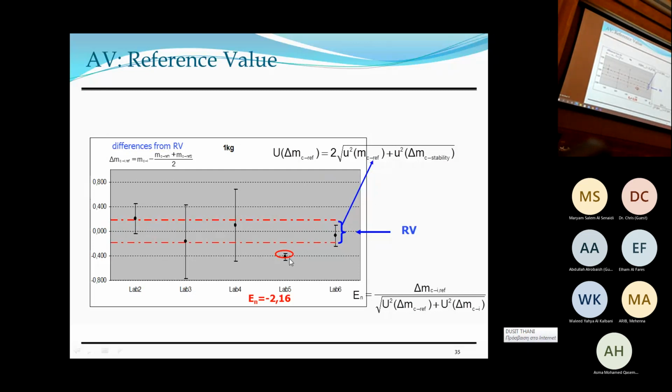Obviously, this lab, which has the smallest uncertainty, at first glance would be the best lab, but unfortunately it can't measure correctly because it's the farthest from the reference value. And in this case, the EN number is calculated as the difference between the ith lab and the reference divided by the expanded uncertainty of the reference and the ith lab.